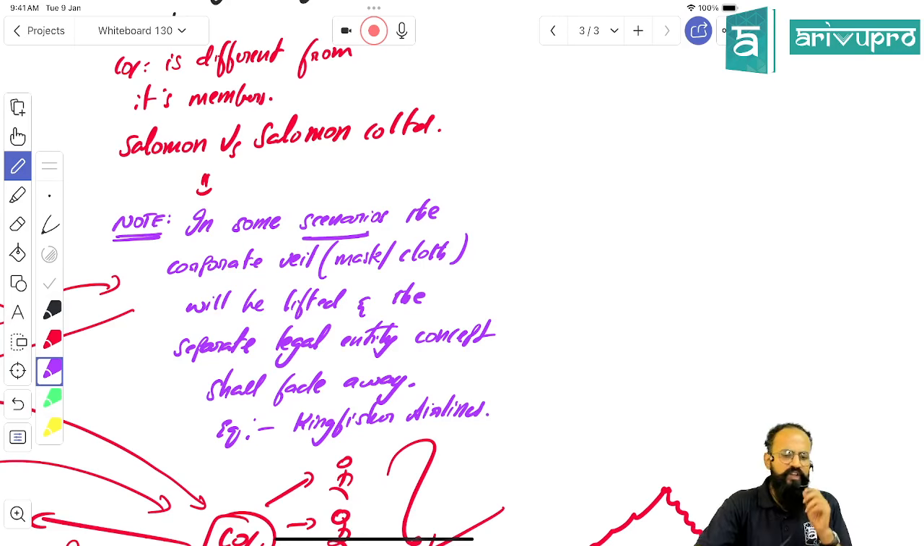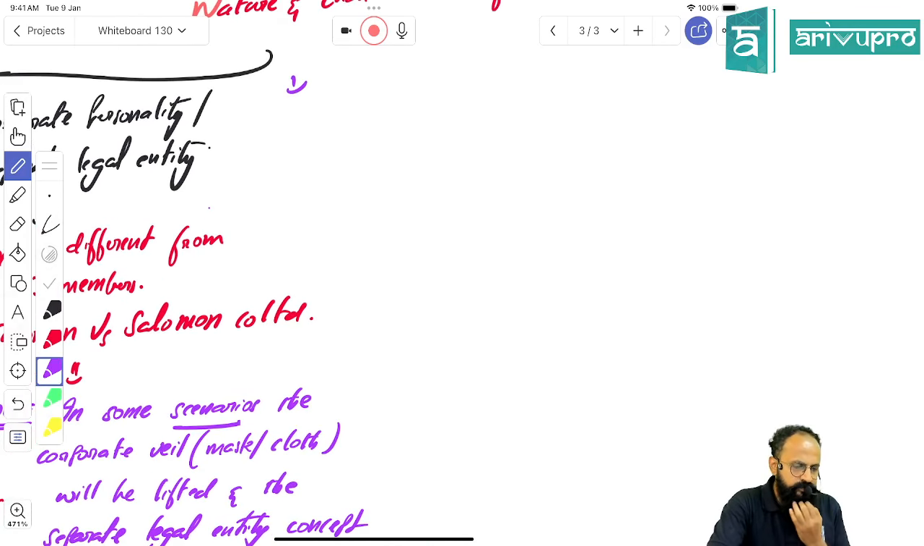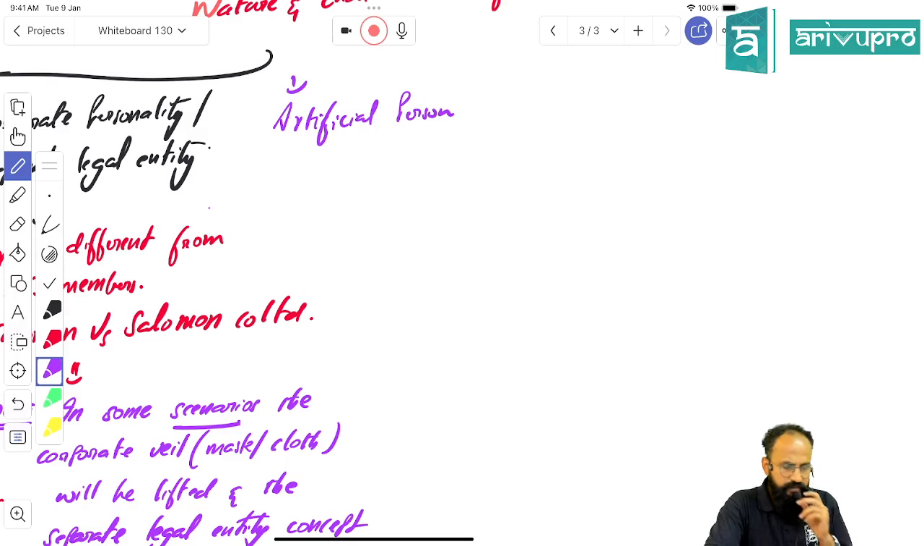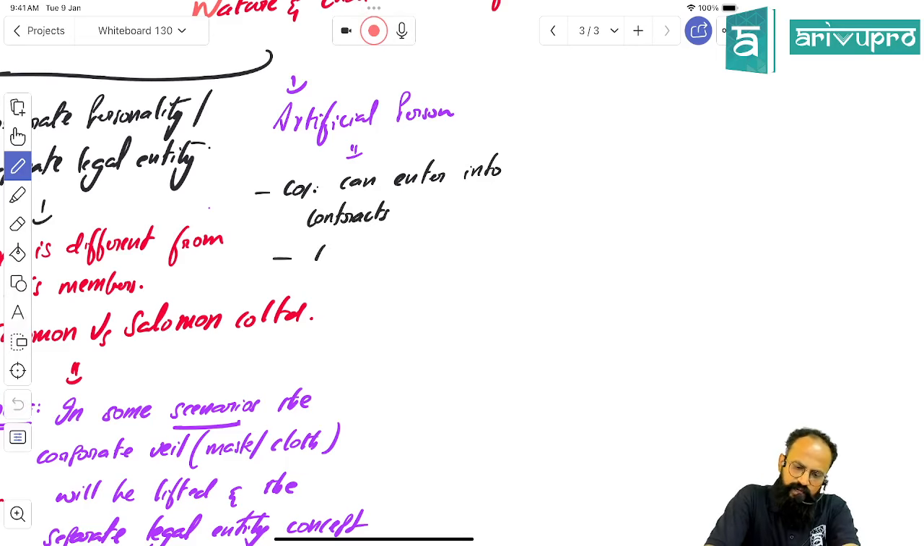Yes, sir. Okay, what is separate legal entity? Lifting of the corporate veil, we'll see a little while later. Is it clear to all of you? Okay, that is the second nature. It's an artificial person. What do you mean by artificial person? The company can enter into contracts. It can hold properties, and as you rightly said, it can sue and be sued.